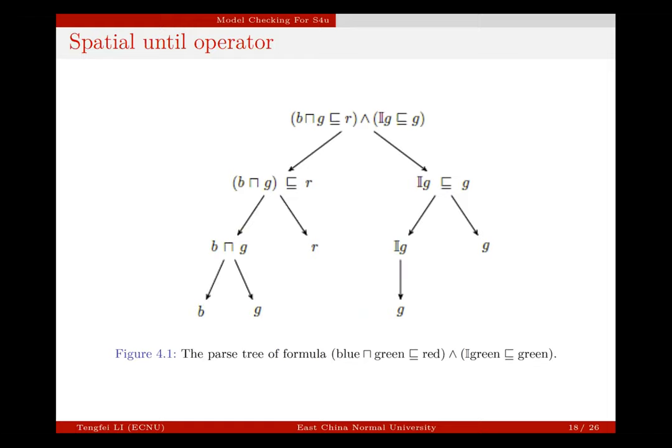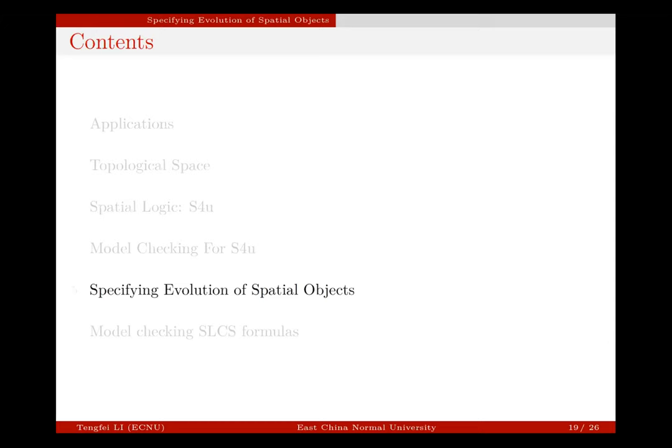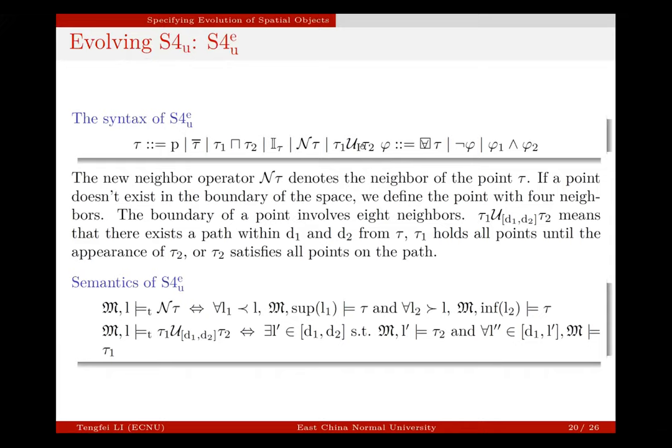This is the process tree for the first formula. In the tree, the leaves are the basic spatial terms, and the other nodes are based on the operators and also the atomic spatial terms. It's very clear, right? The blue means B, and green is G. So next we will extend S4U. We built S4U with the near and into operators.